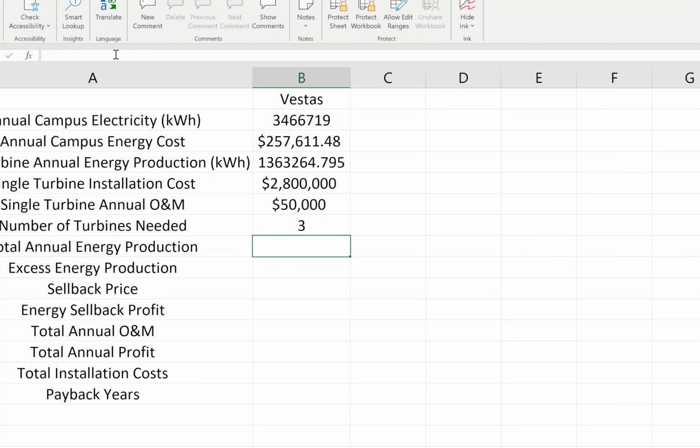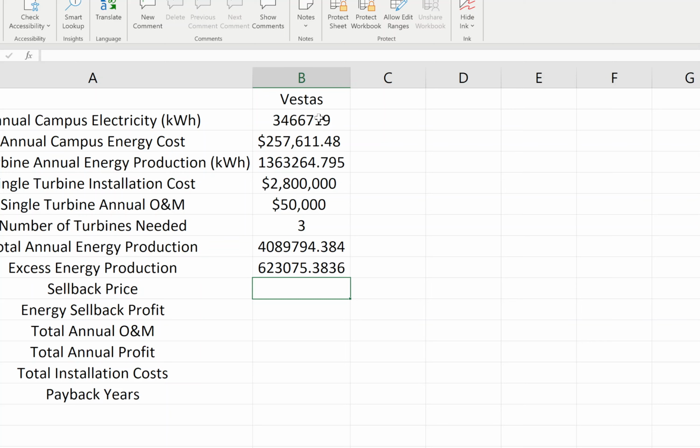And of course, this is going to produce excess energy. So the total amount of energy production is just the number of turbines times the amount that each turbine can put out. So again, I need 3.5 million kilowatt hours, and I'm able to produce with these 3 turbines a little over 4. So the excess energy that I produce is what I produce minus the needs that I've got right there. So I'm producing an extra 600,000 kilowatt hours.